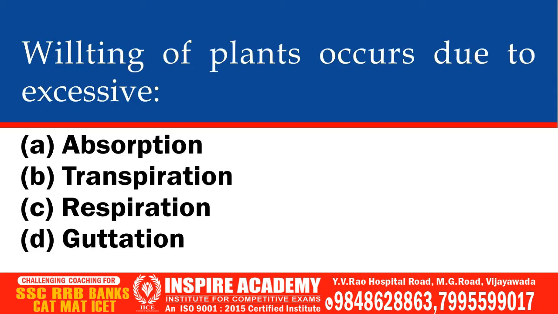Wilting of plants occurs due to excessive absorption, transpiration, respiration, guttation. And the correct option is transpiration.